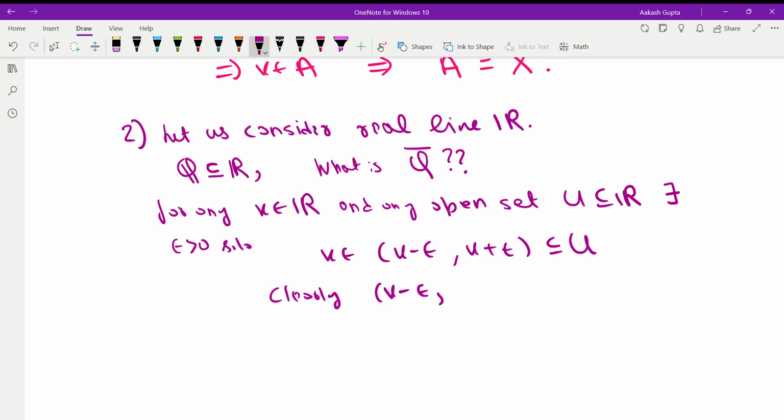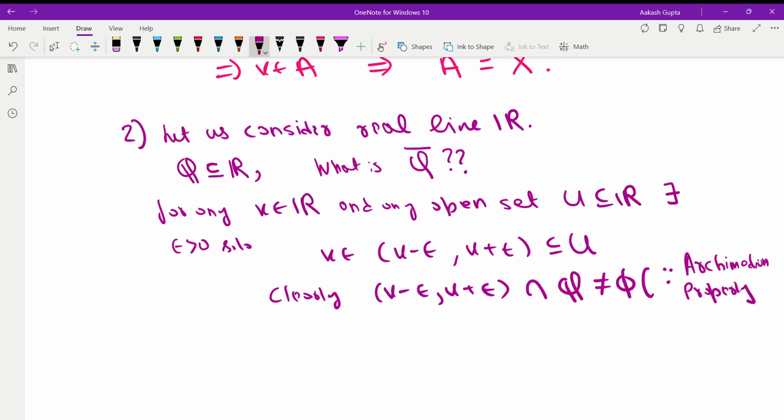And clearly, the intersection of this interval with Q is non-empty. Why is this true, guys? Because of the Archimedean principle, or property. Refer to Bartle, Robert G. Bartle. So what you see here is that Q closure is also the real numbers.